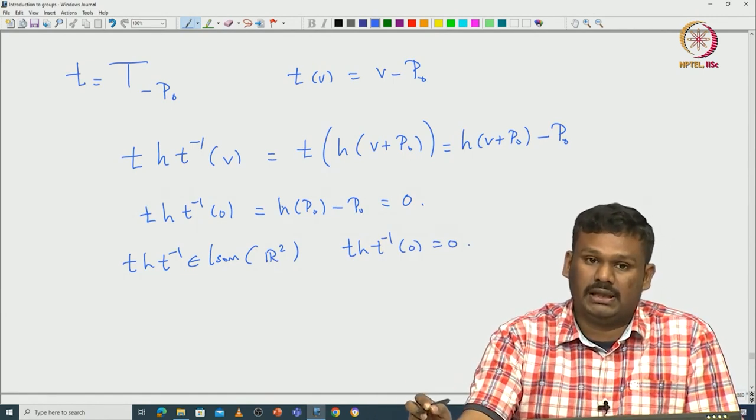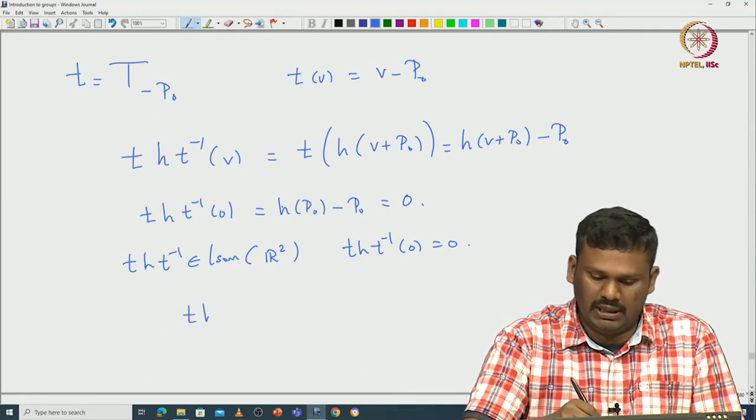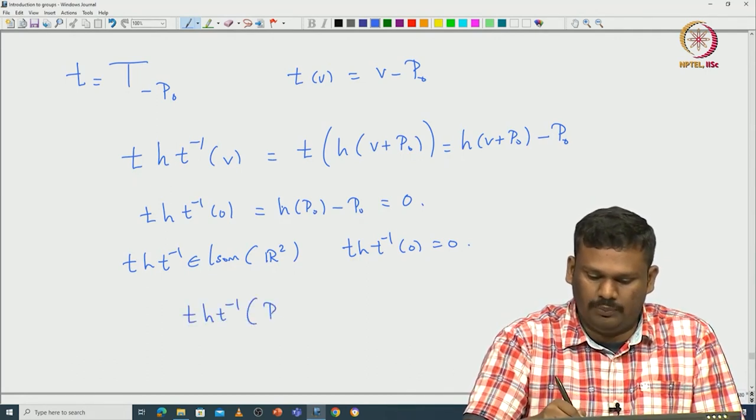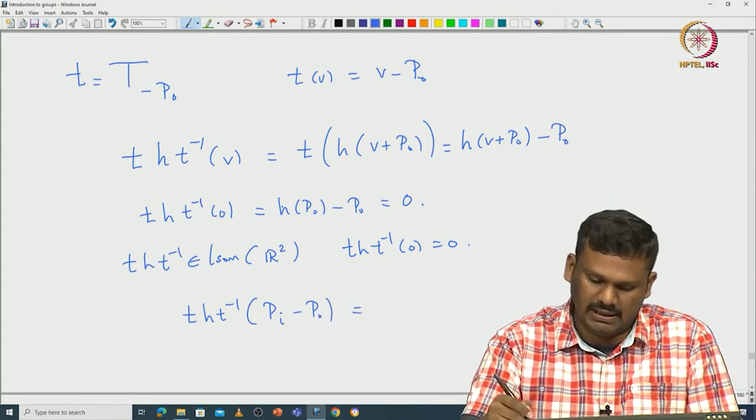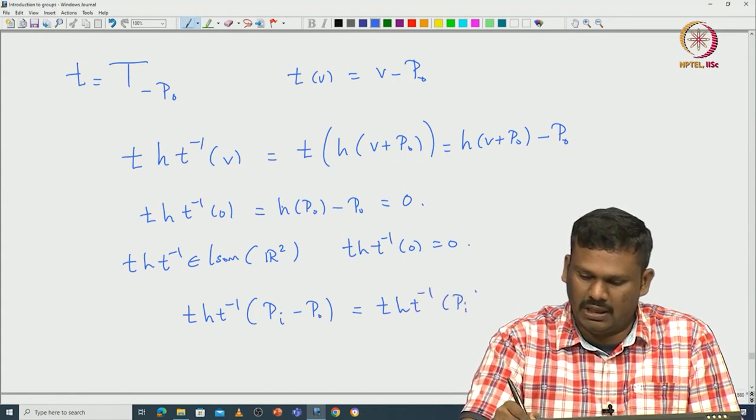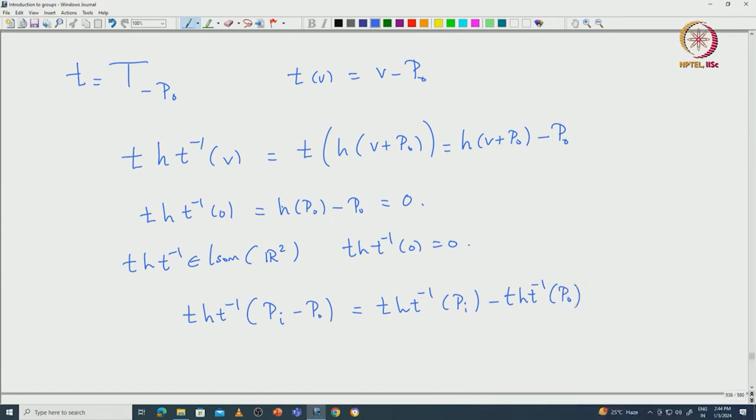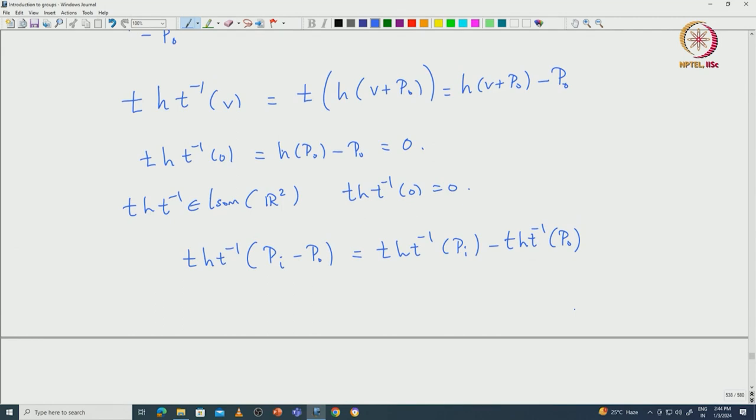Now note that it is an isometry and fixes the origin, so it has to be a linear map. So if you compute T H T inverse of P I minus P naught, then you can see that this is going to be exactly equal to T H T inverse of P I minus T H T inverse of P naught, because it is a linear map. But what is T H T inverse of P naught? You take this formula, substitute here and see what it is.